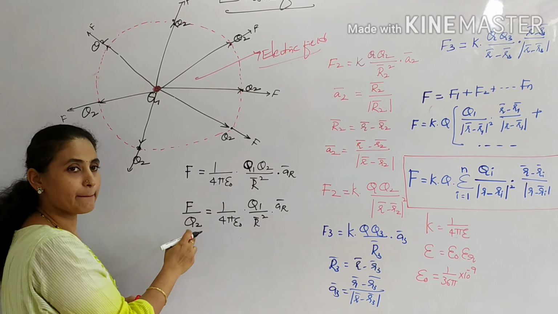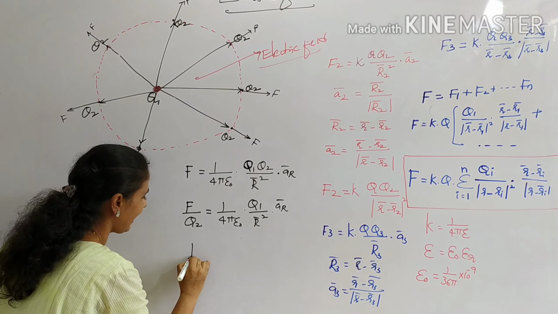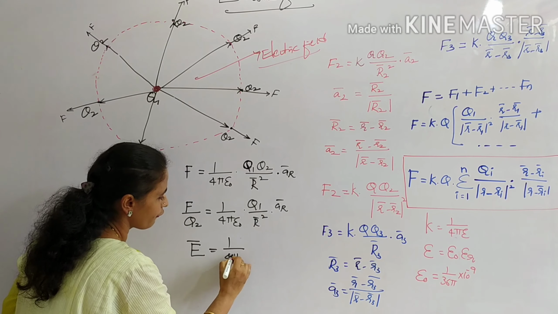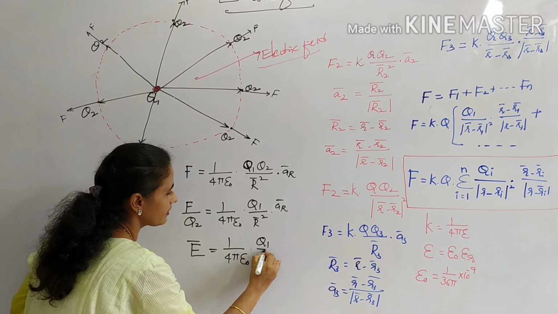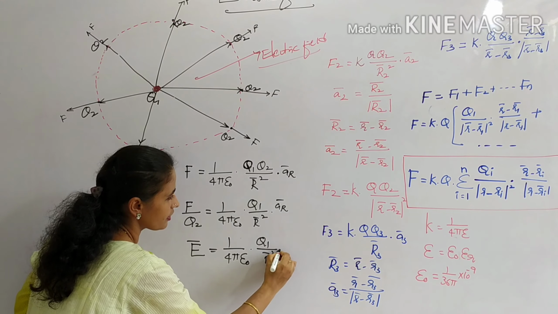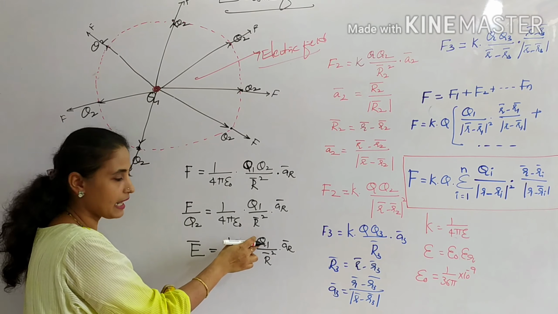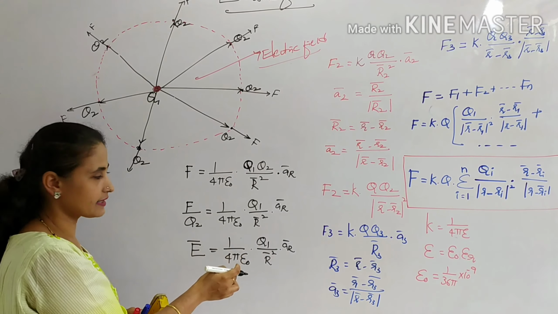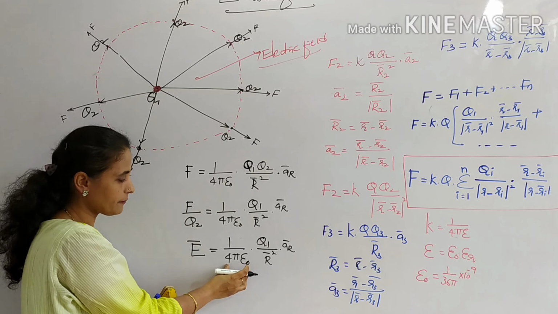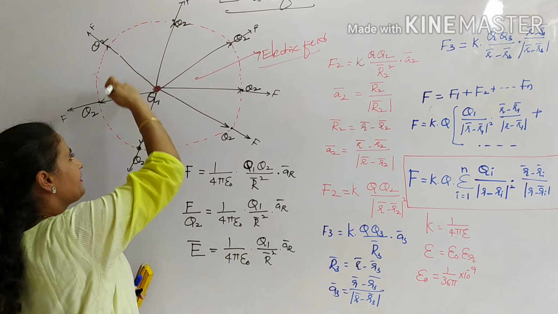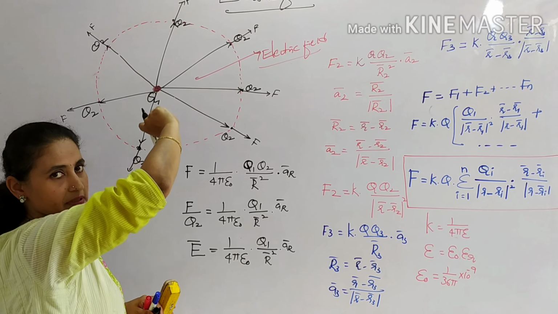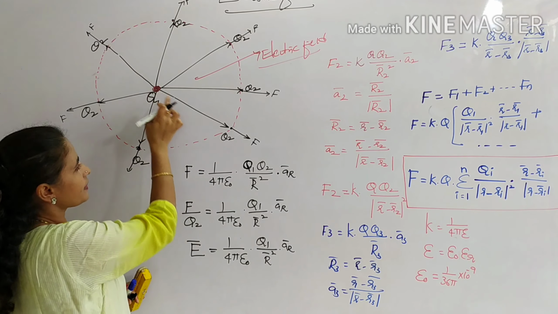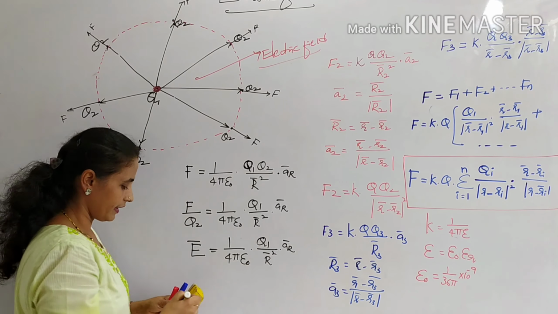Now the force per charge is called the electric field E bar. So E bar is given by 1 by 4 pi epsilon naught, Q1 by R square, into the unit vector. Why is this given? Q1 is generating the electric field. What is epsilon naught? It is the permittivity of free space, meaning the space where the charge is placed. Q1 by R square, where R is the distance from this charge to the other charges, into the unit vector.